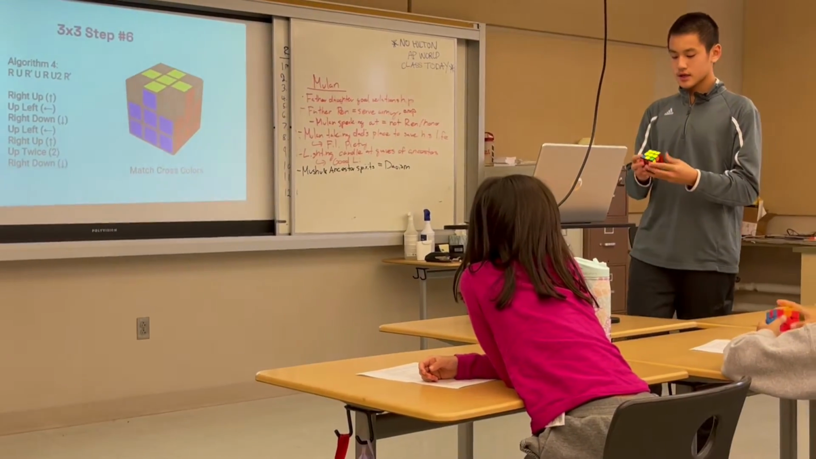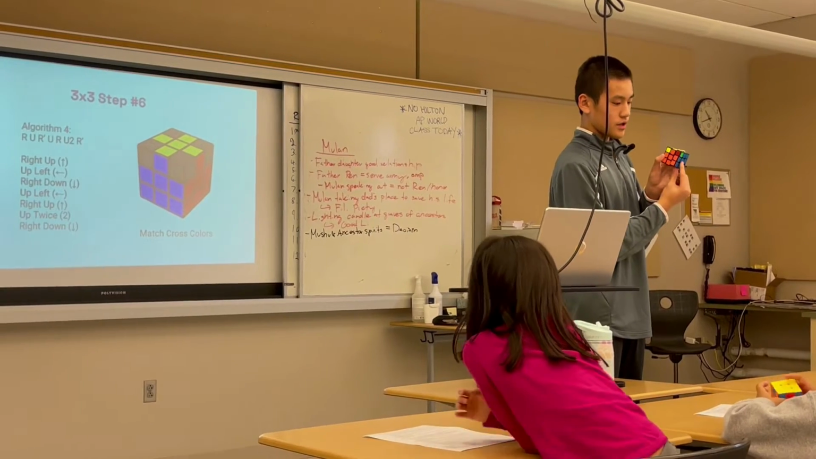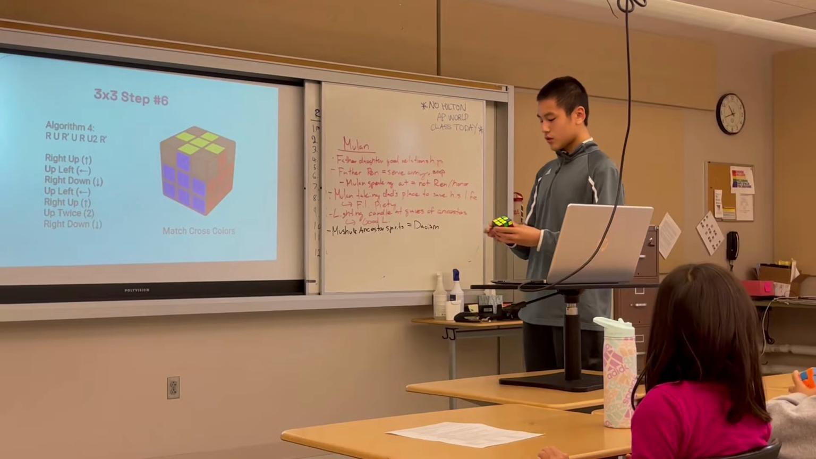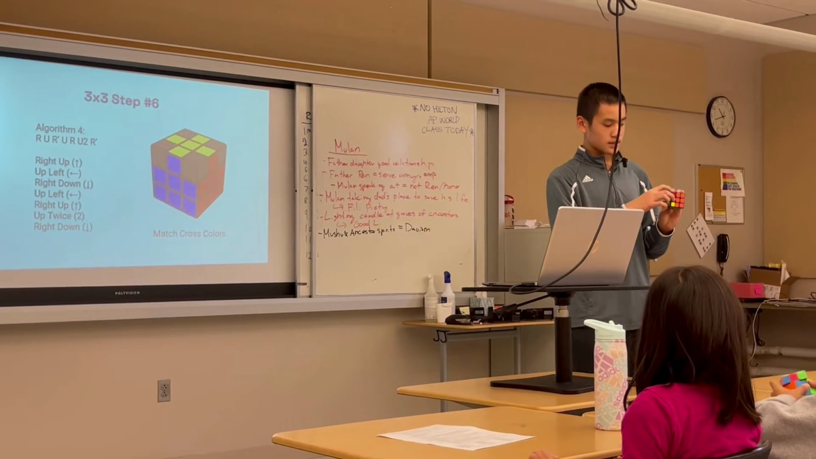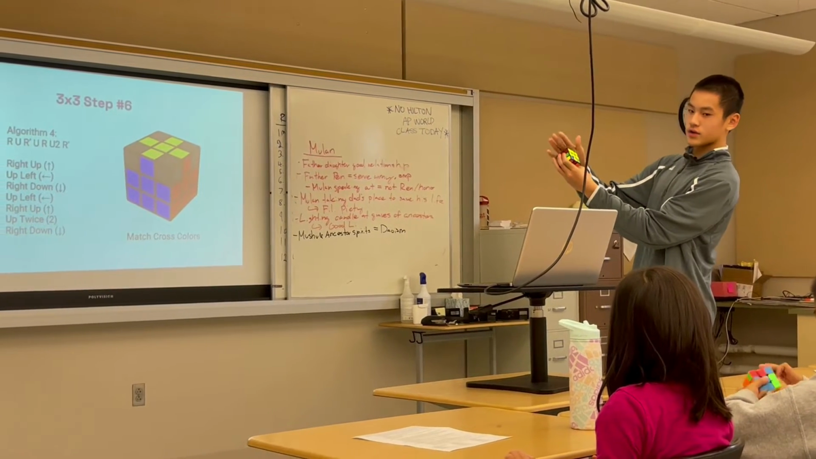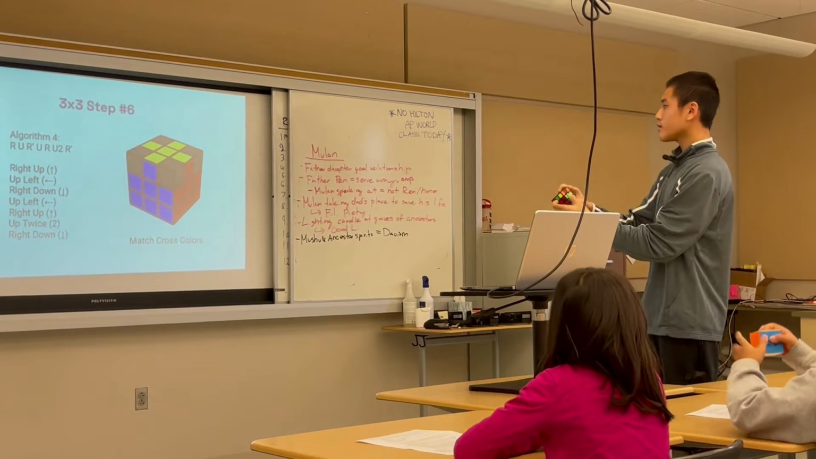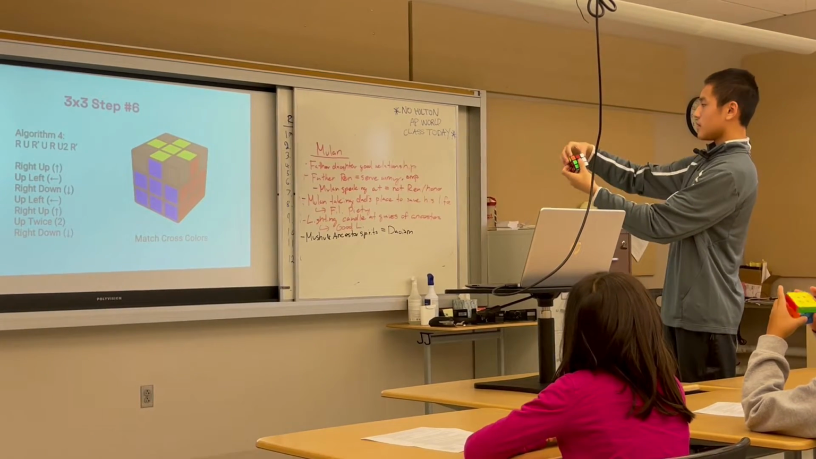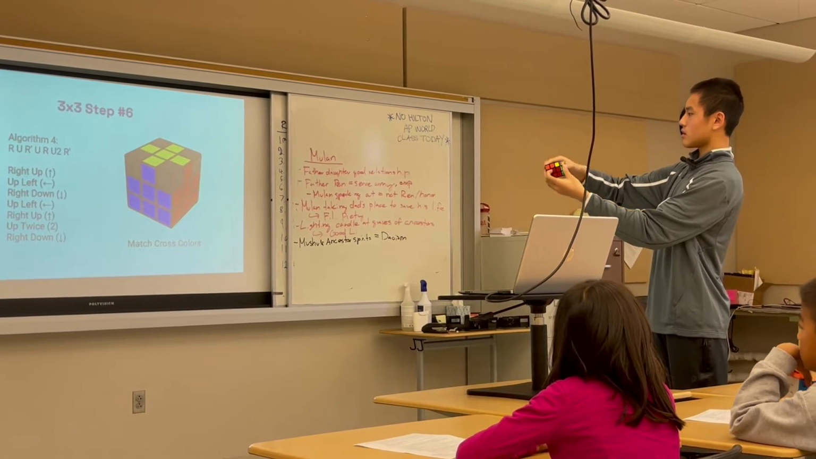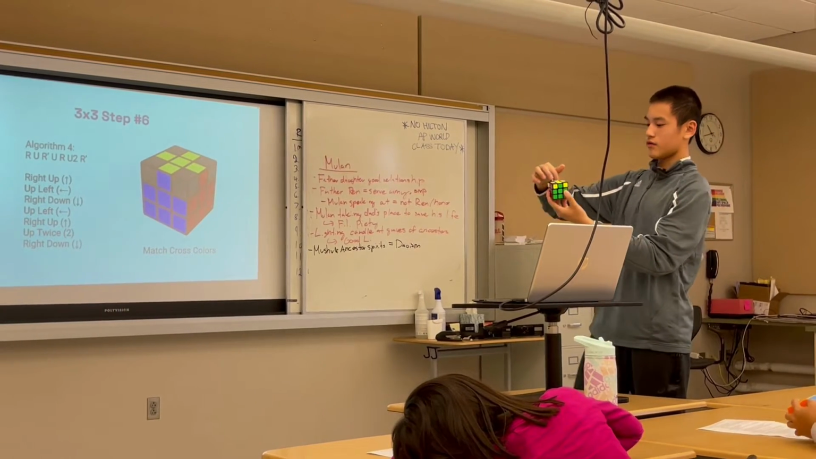And the next case is when they're next to each other. There's a solved one here, and a solved one here, so they're right next to each other. When you have the ones that are next to each other, you want to do algorithm 4 when you have one of the solved ones in the back, and the other solved one on the right. From here you do algorithm 4, which is right up, left, right down, up, left, right up, or right up twice, and right down. And then you can match all of them up.